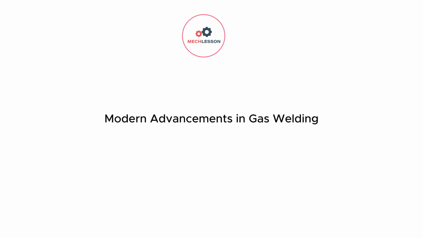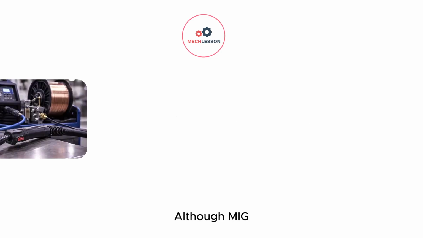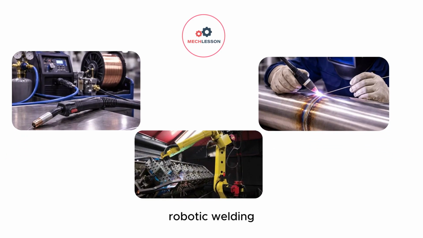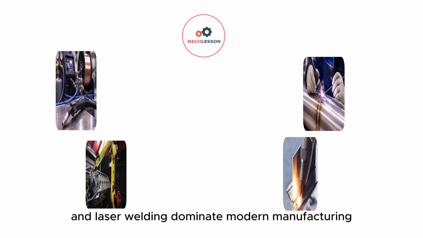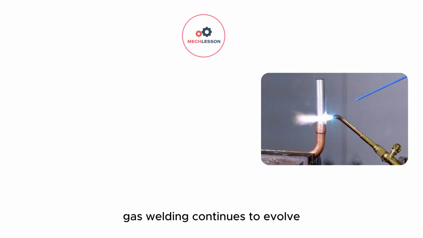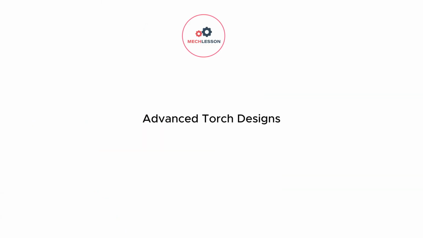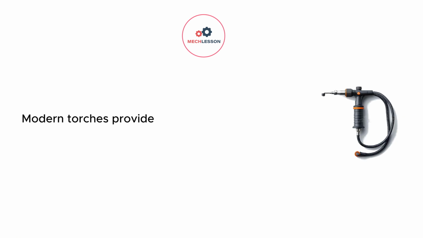Modern advancements in gas welding. Although MIG, TIG, robotic welding, and laser welding dominate modern manufacturing, gas welding continues to evolve. Recent developments include advanced torch designs. Modern torches provide better gas efficiency, improved flame stability, and enhanced operator comfort.